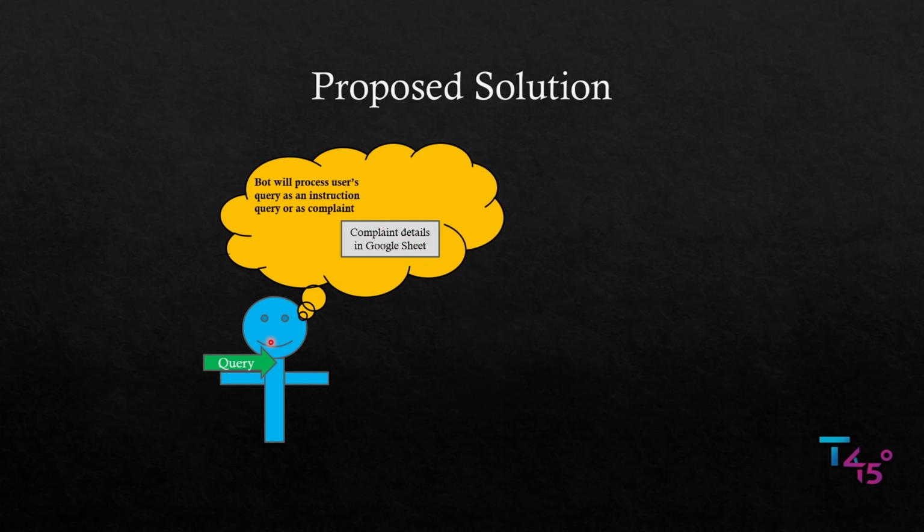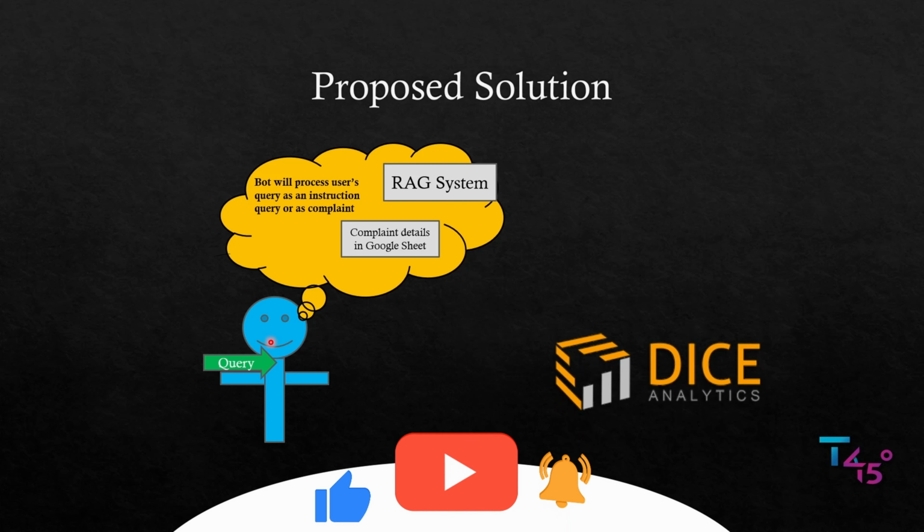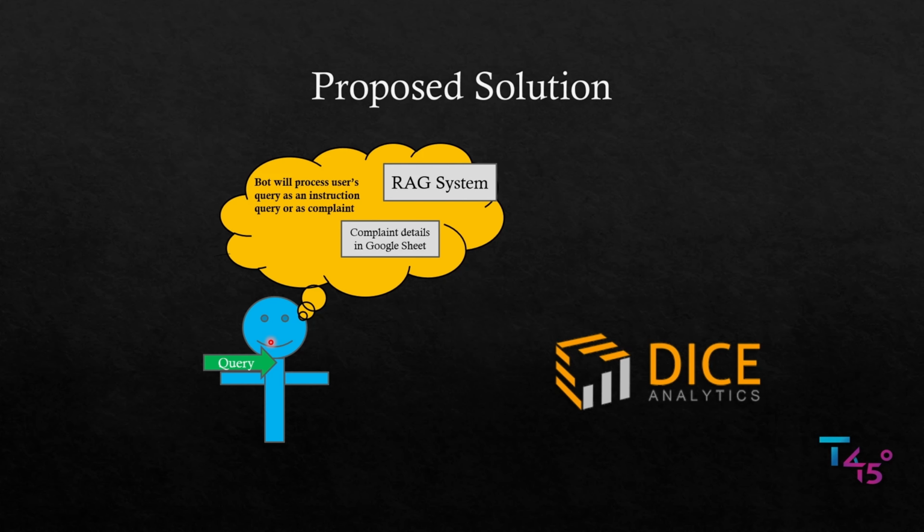If it is a complaint, then we will save the complete details of the user with the complaint in a Google Sheet. If it is an instruction, then the bot will pass the user query to our RAG system, and then the RAG system will generate an appropriate instruction or response to the user. And by the way, the complete implementation of this system is done under the supervision of DICE Analytics.